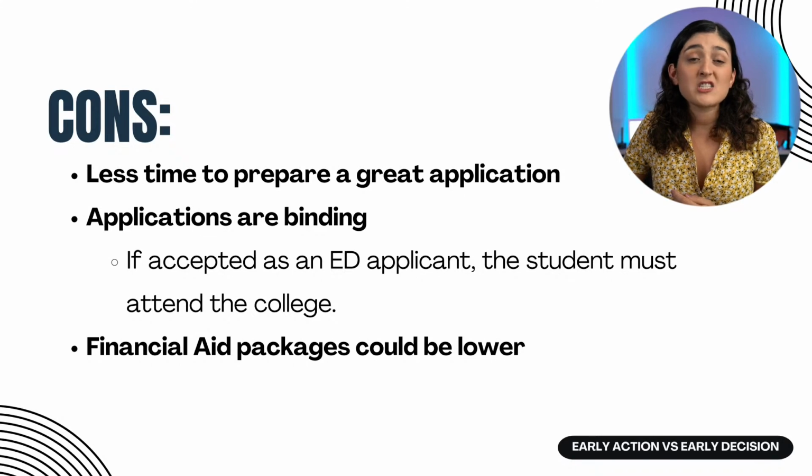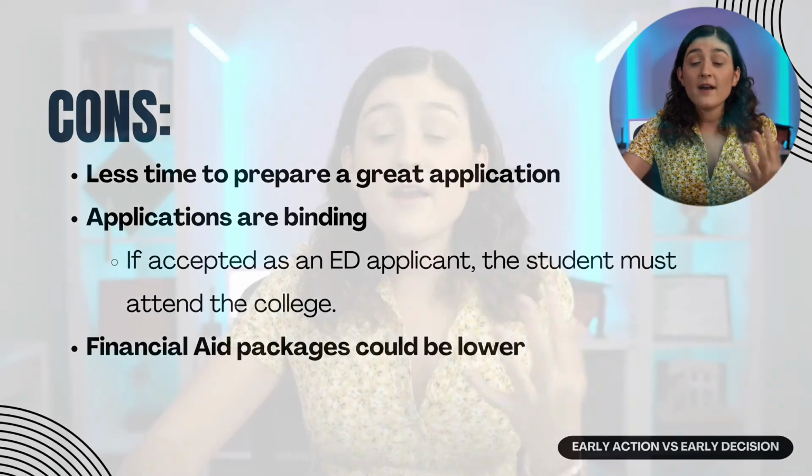that students will have less time to prepare a great application, right? One of the most important things when applying to colleges is building a great college application. From having a great essay to making sure that your grades are the best that you can possibly get them, to getting good test scores if you are applying to a school that requires test exams and scores, etc. So if a student chooses to apply early decision, they will have less time to kind of perfect these applications.